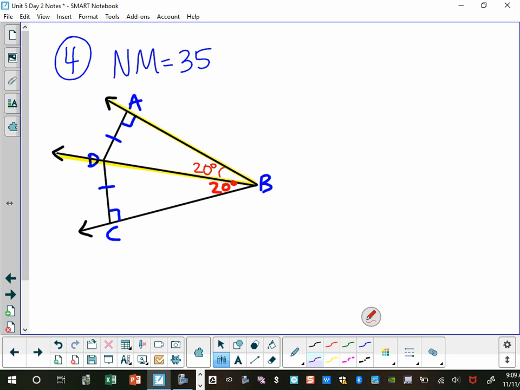And this will help you with the rest of the problems. Let's just say for this problem, this side was labeled 10. If AD is 10, what's DC going to be? How do we know that? Because they're congruent, right? Those hash marks tell me they're congruent. Does that make sense?